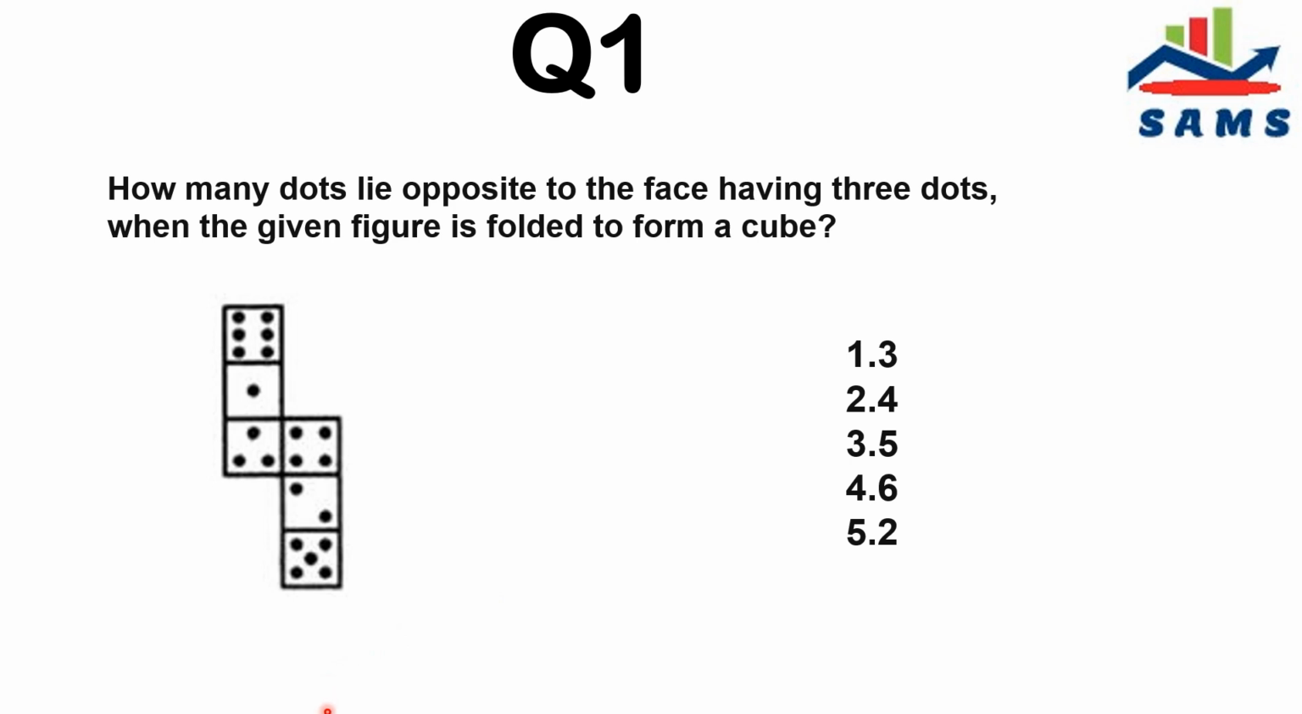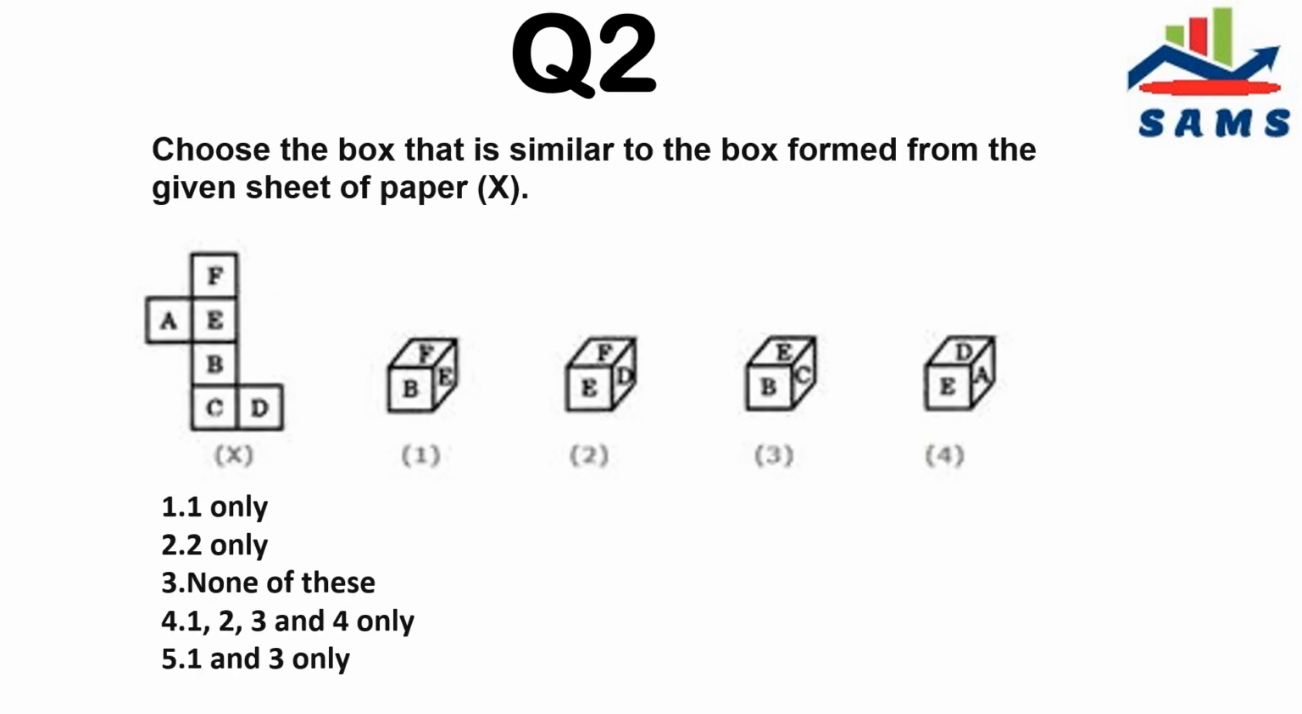How many dots lie opposite to the face having 3 dots? So 3 dots are present here. So how do we find out the opposite side? Skip one side and you get to the opposite side. So the opposite side of 3 would be 6 here. So for this question, the correct answer is option 4, 6.